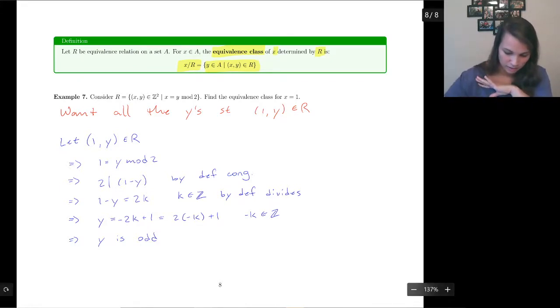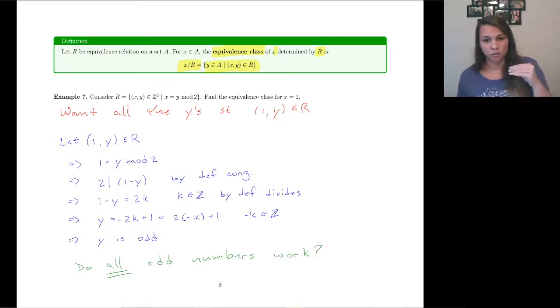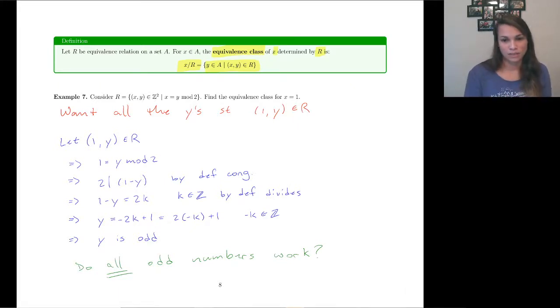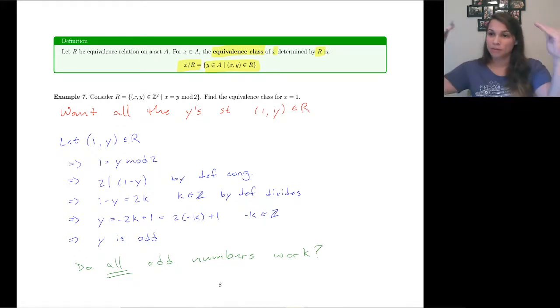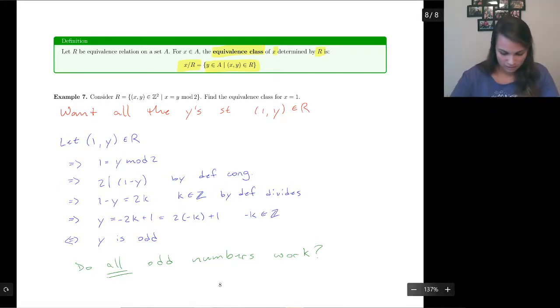So now the question is, do all odd numbers work? Now I'm asking, do all odd numbers belong in the equivalence class? I said that if it's going to be there, it has to be at least odd. But does that mean that's enough? Is that a good enough qualification? It's odd and we're in? Well, now we're going to start at the bottom. We're going to say if y is odd, we're going to prove that it's in the equivalence class. So let's think about this.